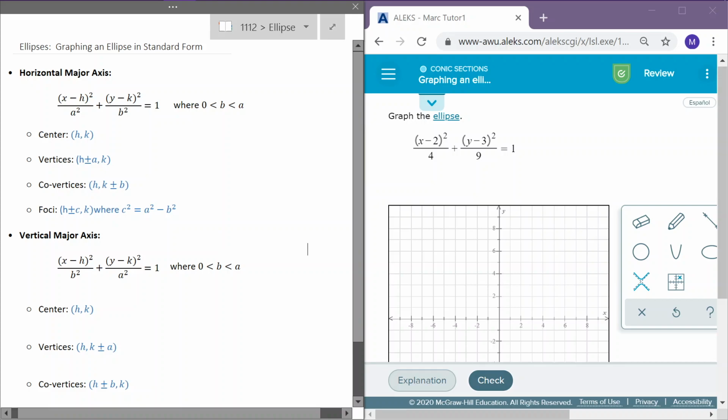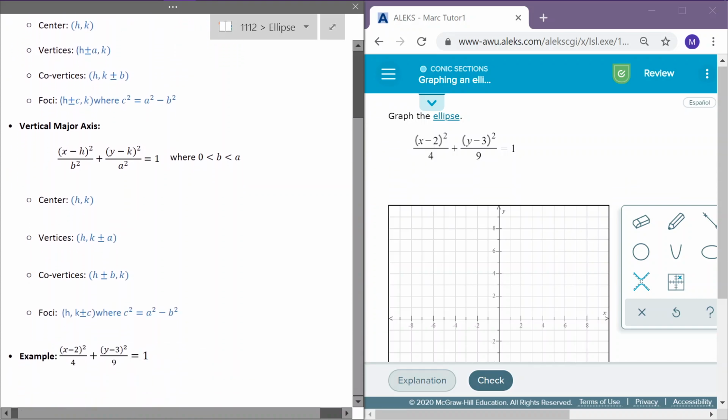An ellipse with a horizontal major axis will have center (h, k), vertices (h plus or minus a, k), co-vertices (h, k plus or minus b), and foci (h plus or minus c, k), where c² equals a² minus b².